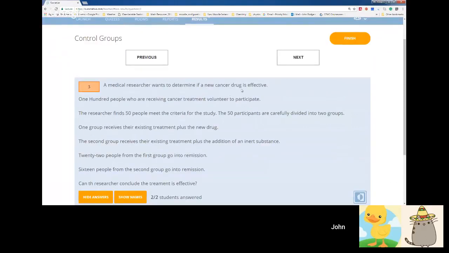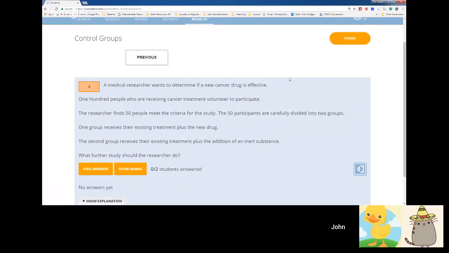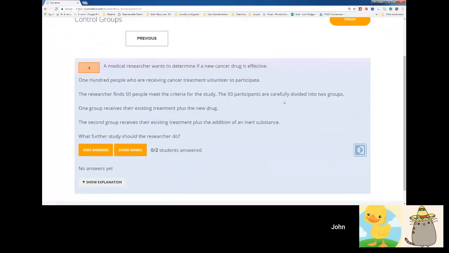So we can't really draw that conclusion just yet. We'll actually learn statistical methods that will help us determine if that's a real result or not. Okay, so exactly the same scenario. We have 22 people going into remission in the first group, 16 in the second group. What should the researcher do? What further study should the researcher do?